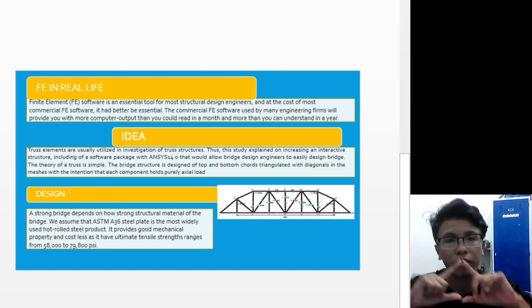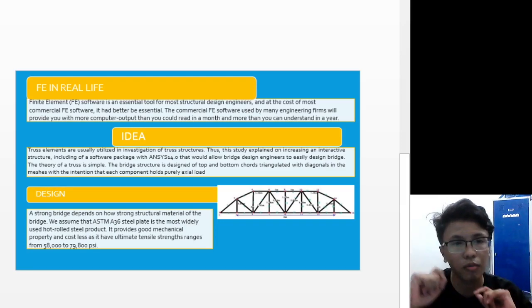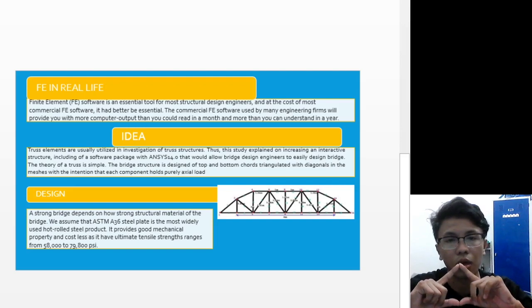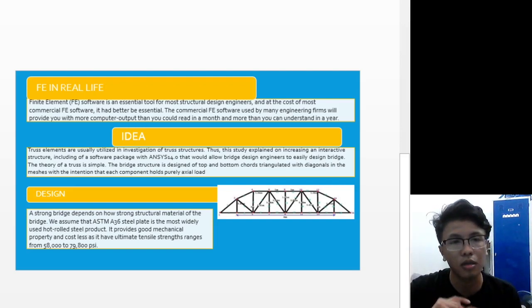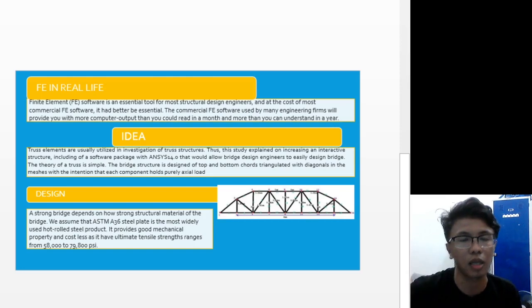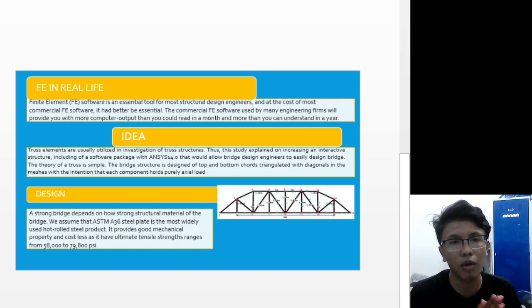The theory is simple. The structure is designed with a top and bottom chord, triangulated with diagonals and a middle, with the intention that each component holds a purely axial load. There are four categories of truss bridge design, which are Warren, Pratt, Howe, and K truss. Those are basically triangle designs and typically a combination of compression and tension.